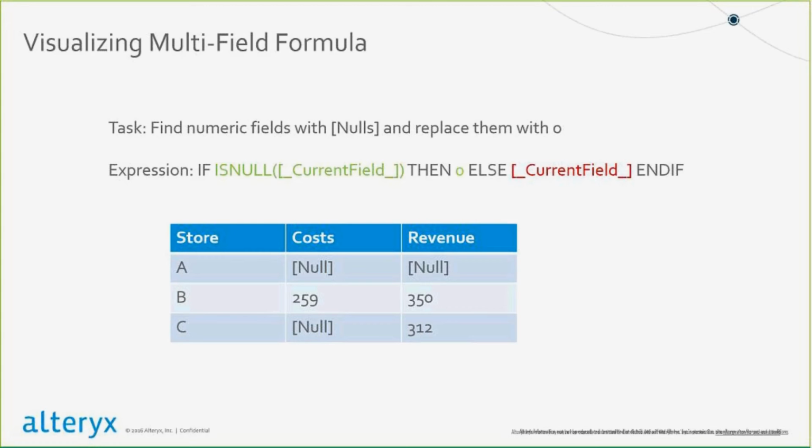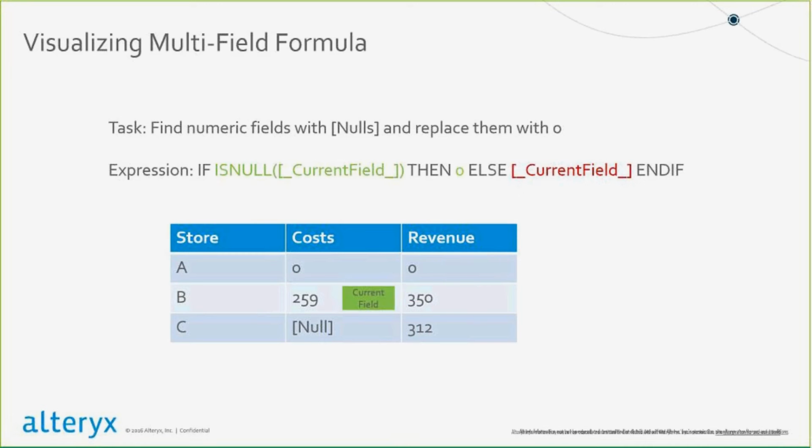Well, that's where the multi-field formula is great, because it has this variable called current field, which applies to all of the fields that you want it to apply to. So in this case, we're going to apply it to both cost and revenue. And we're just going to say if is null current field, then 0, else current field. So in this case, it's going to look at cost, and it's going to replace the null in the cost column with a 0. And then it will also look at revenue, and it will do the same thing.